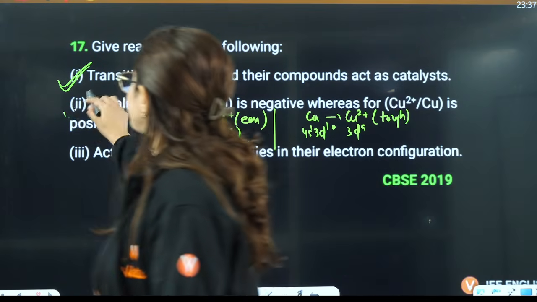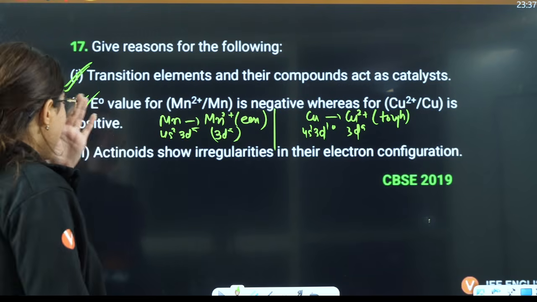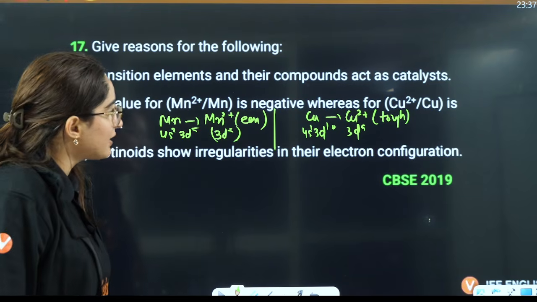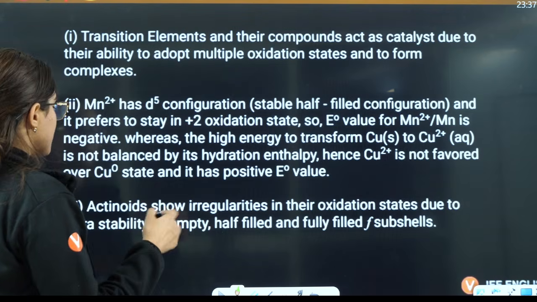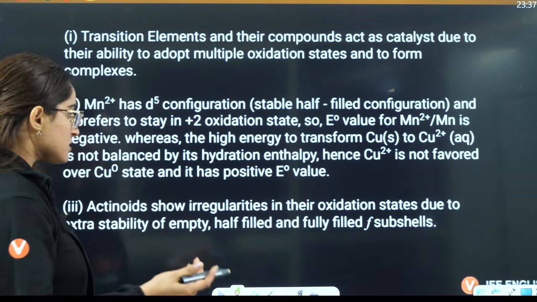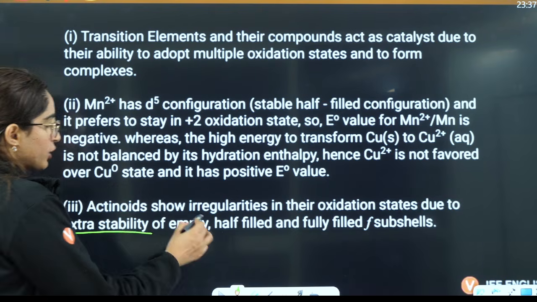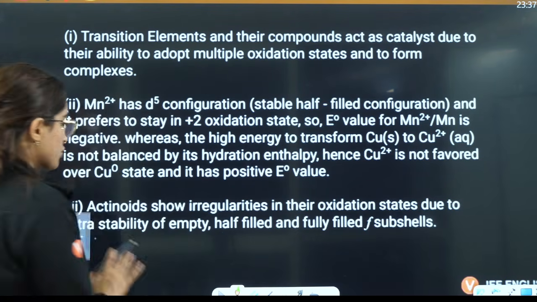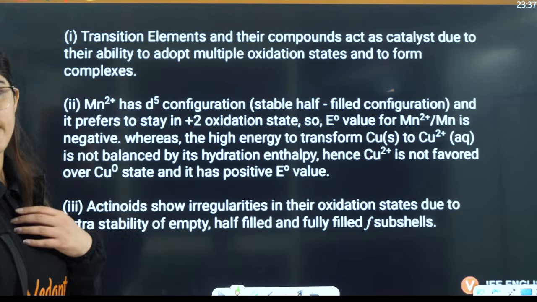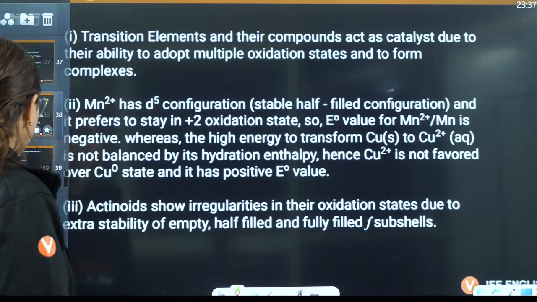Right? Okay. Actinoids show irregularities in the electronic configuration because of their very similar energies. Due to extra stability of empty, half-filled and fully filled f orbitals, they show irregularities in their oxidation states.